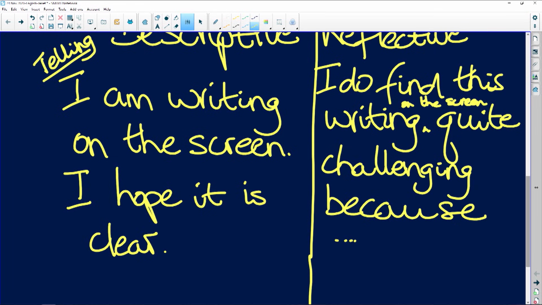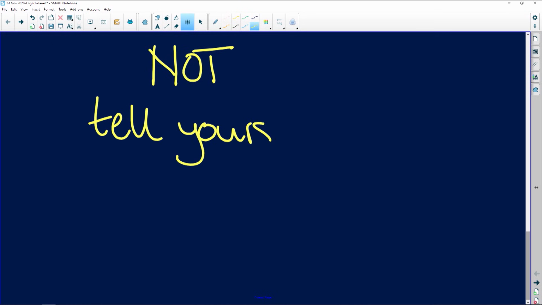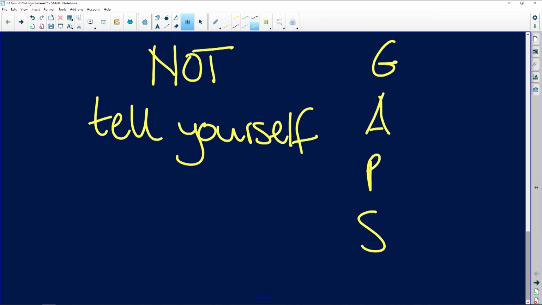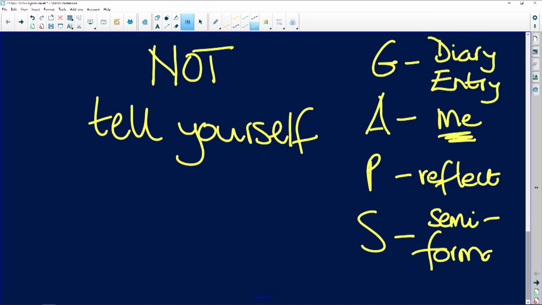So in a diary entry, you do not tell yourself, because remember, perhaps that's the first thing that I should have said. Remember, we always go to our gaps, our genre. We are doing the diary entry. Who is the audience? Me. The person writing, me. I'm my own audience. What is my purpose? To reflect. What is my style? Well, this is an exam, so semi-formal. You don't want to become so informal that it's inappropriate for an exam.